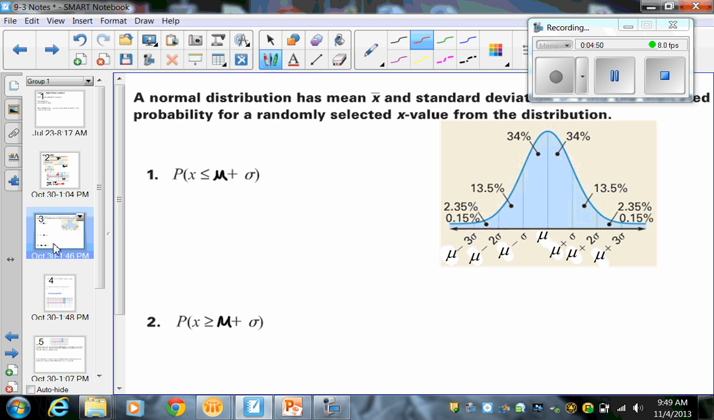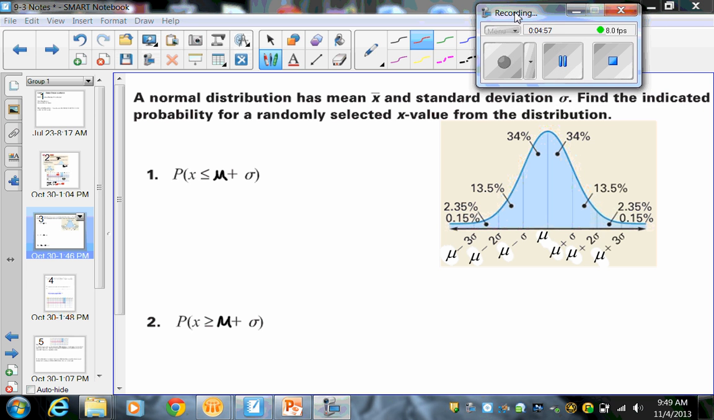So let's put this into some examples so maybe it'll make a little bit more sense to us. The directions say to use a normal distribution that has a mean of x bar and a standard deviation of sigma to find the indicated probability for a randomly selected x value from the distribution. Now, I do want to go ahead and change this to say a mean of mu, because that's what we're going to be concerned with in this unit, using mu instead of x bar. But know that x bar and mu both mean the mean.